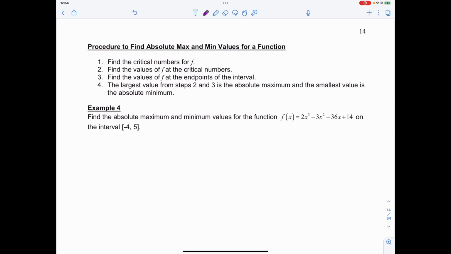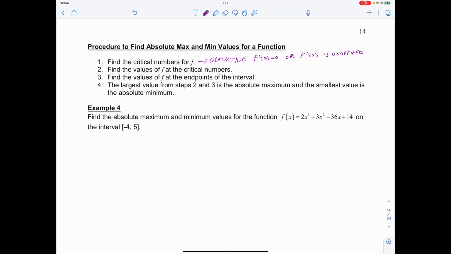So here are the steps that we follow for finding absolute min and absolute maximum values of a function. The first thing is we find the critical numbers for f using the derivative. F prime of x is equal to 0, or f prime of x is undefined.